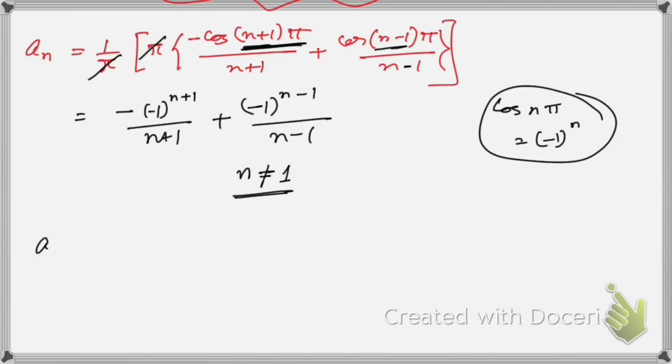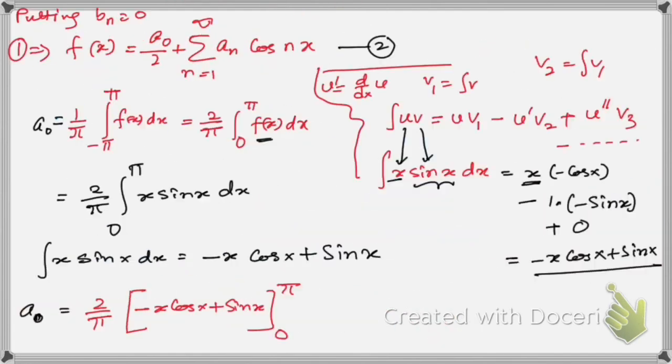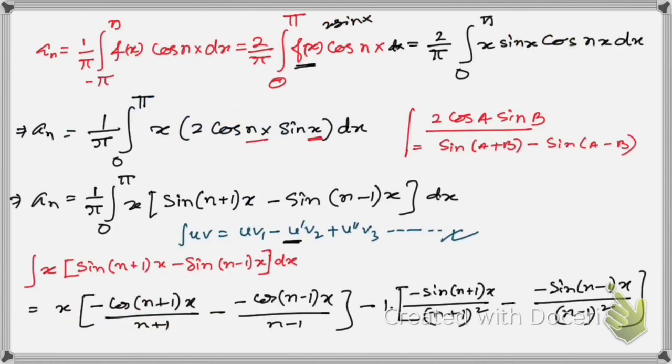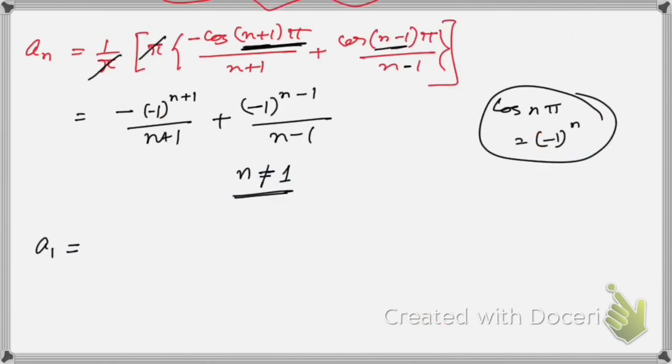So we need to find the value of a1 separately, because if you go to the Fourier expansion here, this n starts from 1, so we need to find the value of a1. Without a1 we cannot get the correct answer. So that's why let's find a1. We have got the value of an, that's fine. bn is equal to 0, we have already discussed it. a naught is equal to 2, we have already got. So now let's find a1. How to find that?